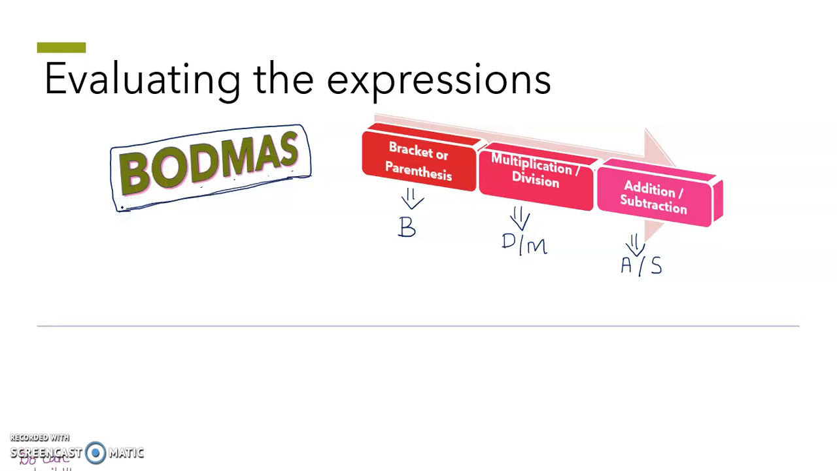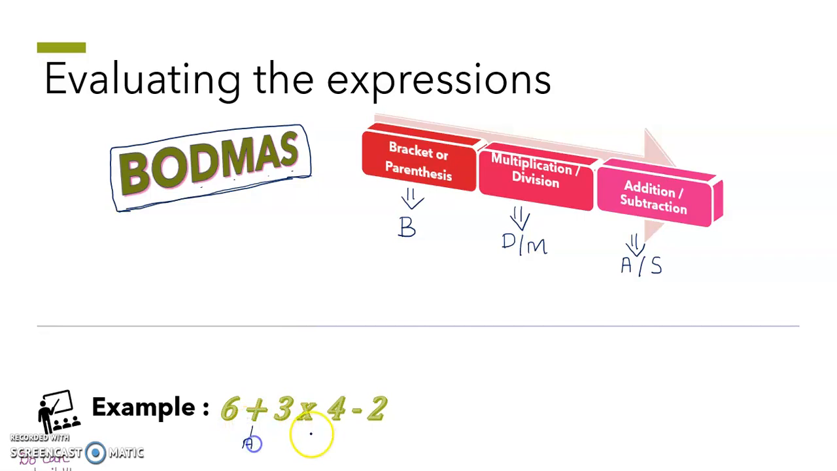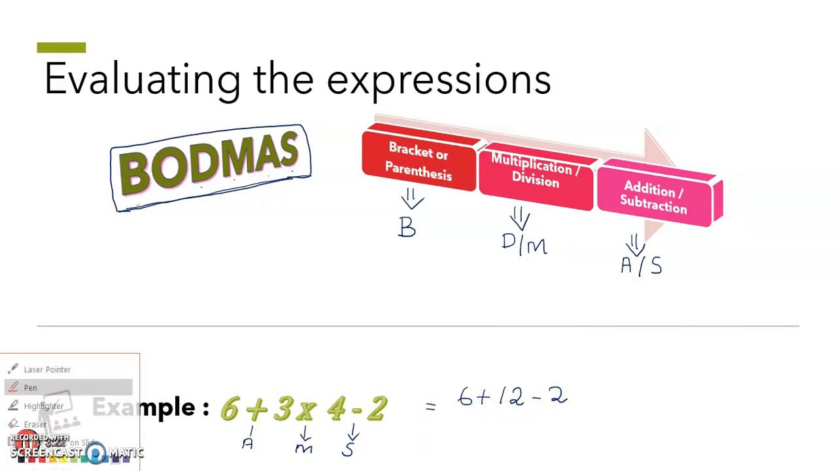Now we will try an example with this. So what do you have here? You have here an addition, multiplication and a subtraction. So by the BODMAS rule, what do you have to do first? Is there any bracket? No. Is there any division? No. So first you have to multiply. What is the multiplication here? 3 times 4. So 6 plus, what is 3 times 4? 12 minus 2.